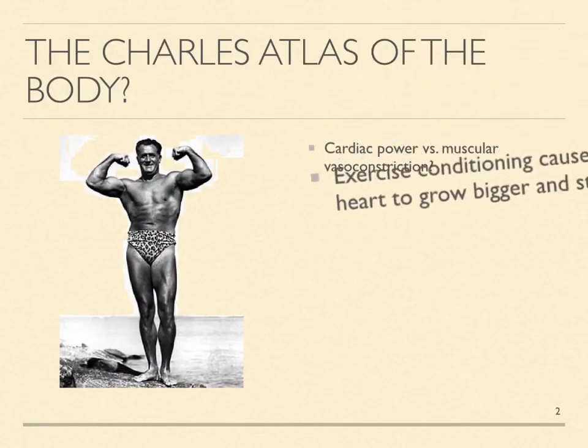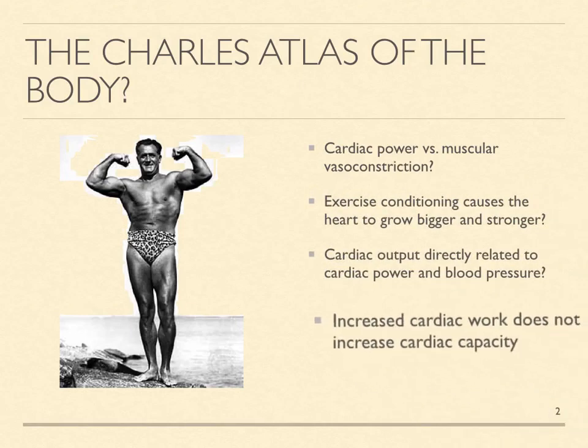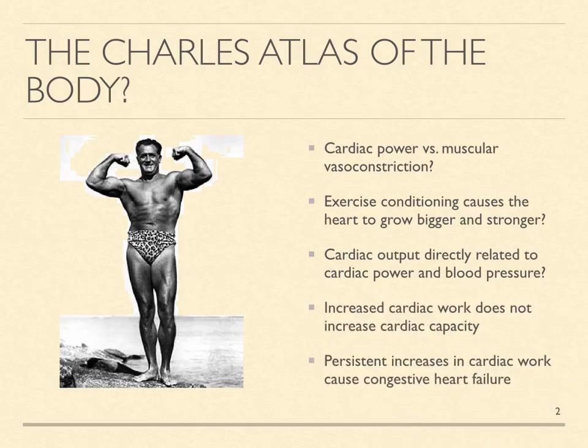Conventional theory presumes that autonomic balance governs combinations of cardiac power and muscular vasoconstriction to regulate cardiac output, blood pressure, tissue perfusion, and athletic performance, so that exercise conditioning causes the heart to grow bigger and stronger, and blood pressure is directly related to cardiac output and tissue perfusion. However, the idea that cardiac work is opposed by vasoconstriction implies that hemodynamic physiology is inherently inefficient. Essential hypertension, which increases cardiac work, causes progressive cardiac damage that ultimately results in congestive heart failure.